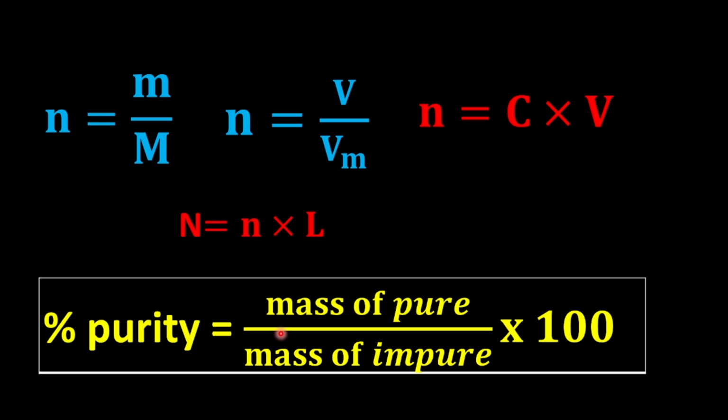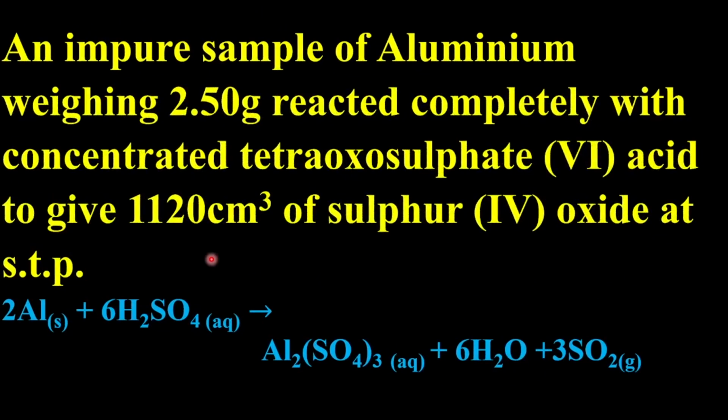Now let's start with a question. Alright, so we have the first question here. Let's go through together. An impure sample of aluminium weighing 2.50 grams reacted completely with concentrated tetraoxosulfate VI acid to give 1120 cm cube of sulfur IV oxide at STP.